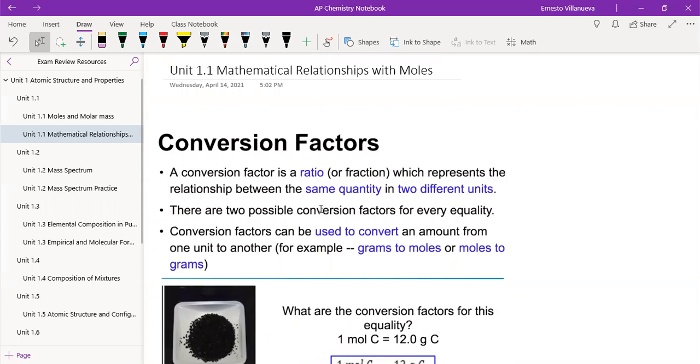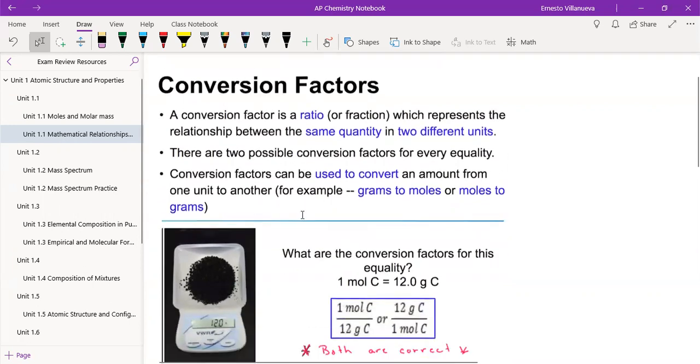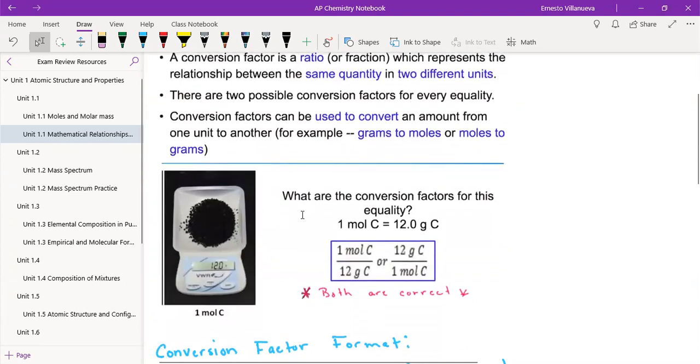But basically all we're doing is using them to convert from one unit to another. And that's usually from moles to grams or grams to moles. Okay. So when we're taking a look at the conversion factor, and this is what I wrote earlier, 1 mole of carbon is equal to 12.0 grams of carbon. You can write that either way. Or you can say that 12 grams of carbon is in 1 mole of carbon. It's pretty much the same thing. You can write it in two different ways, but they're both correct.